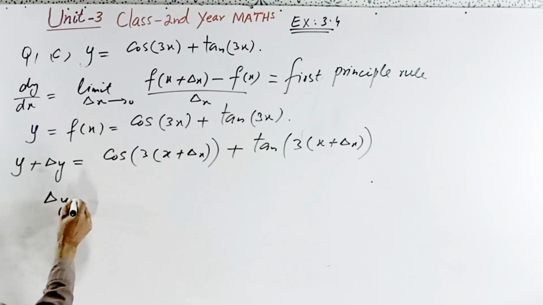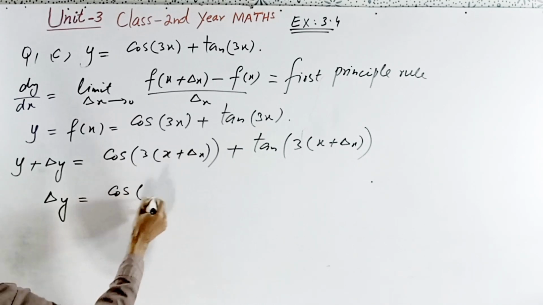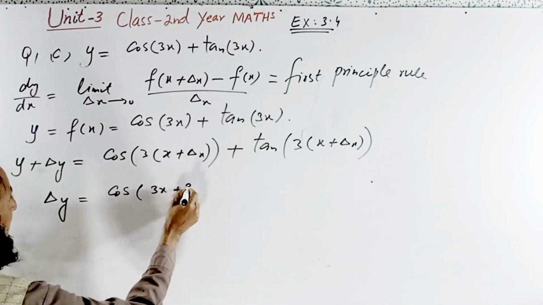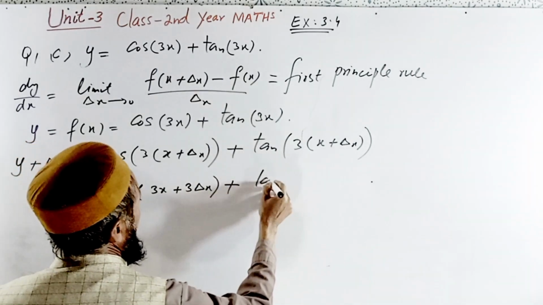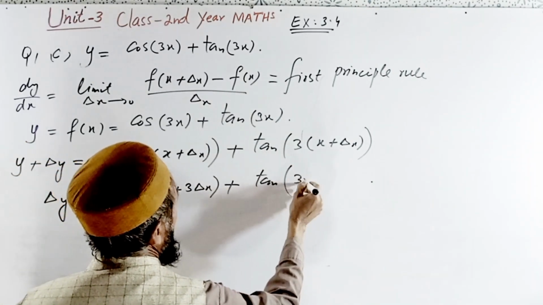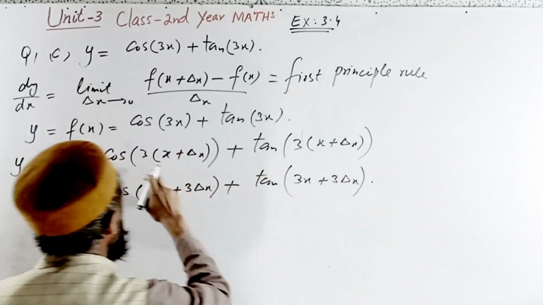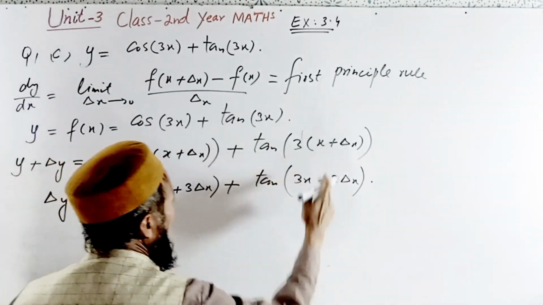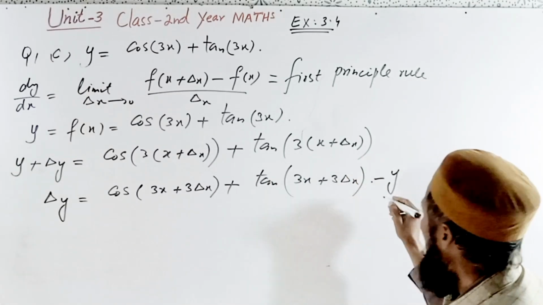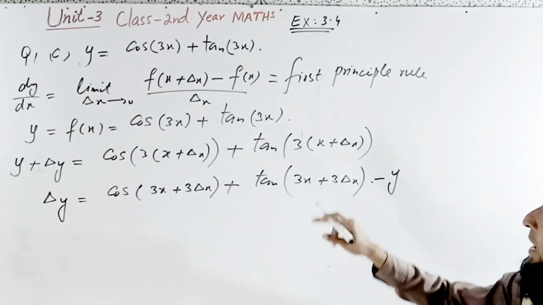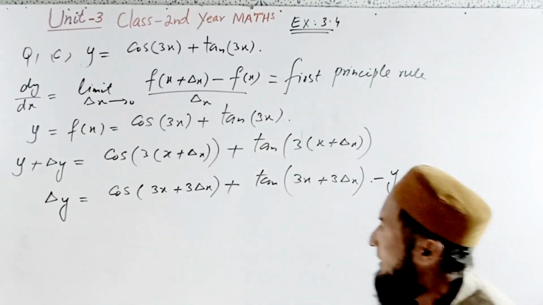Delta y is equal to cos of 3x plus 3 delta x plus tangent of 3x plus 3 delta x. We open the brackets, 3 is multiplied to both terms, and we change the sign of y. Now we substitute the value of y, replacing it with cos 3x and tangent 3x.